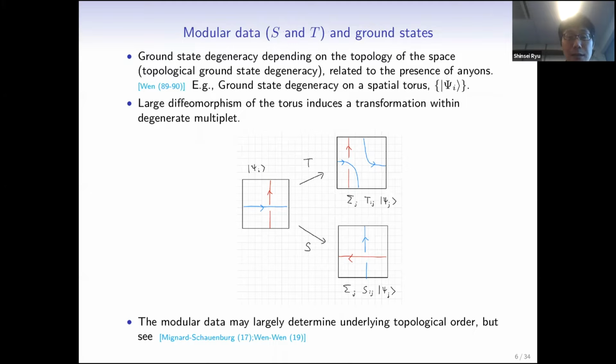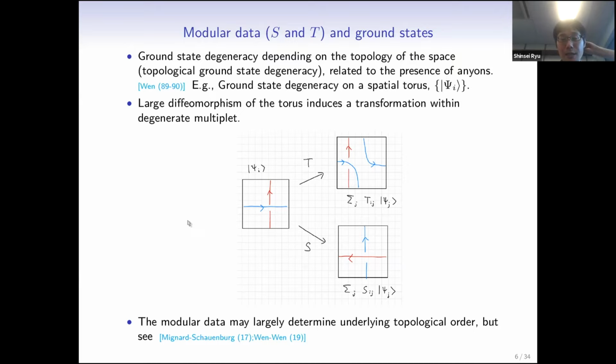Okay, so there are a lot of formal definitions. So let me now slowly move toward a more physical understanding of these data. First, let me discuss S and T matrices, and they are related to the properties of the degenerate ground state. As I said, topological states support ground state degeneracy. That's the degeneracy depending on the topology of the space. And here, for simplicity, I consider a torus, a spatial torus. So I take this square, and the top and the bottom, left and right, are identified, okay? So I have different ground states supported by this spatial torus.